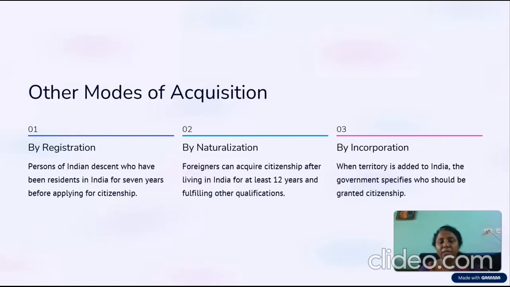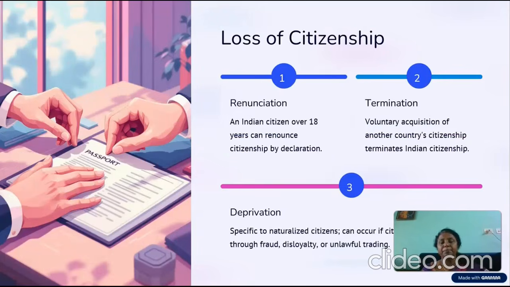By naturalization, foreigners can acquire citizenship after living in India for at least 12 years and fulfilling the other qualifications of Indian citizenship. Then by incorporation, that is when territory is added to India, the government specifies who should be granted citizenship.